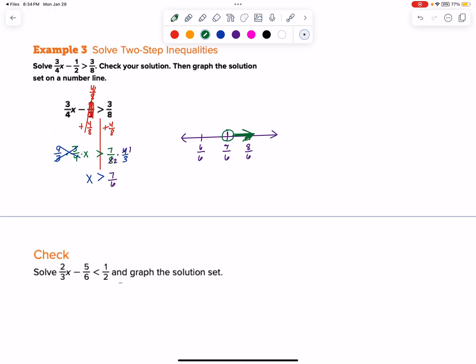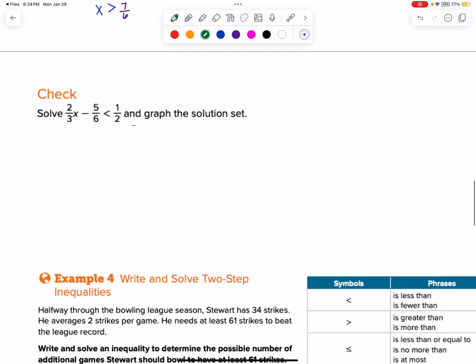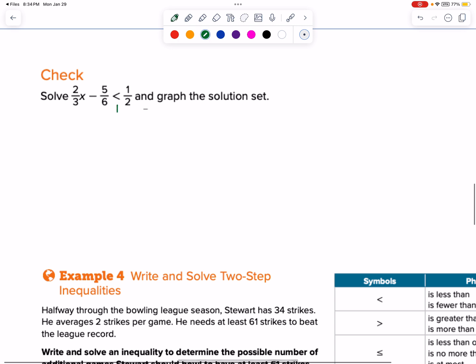All right, let's go ahead and do your check here. Good one for you to pause and try. Go ahead and hit play then and see how you do.